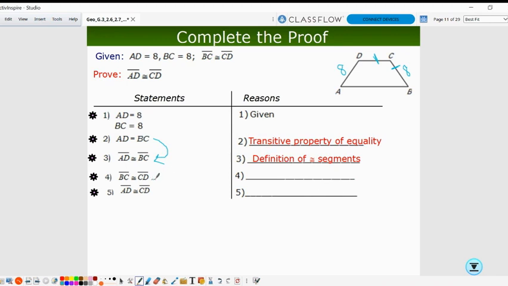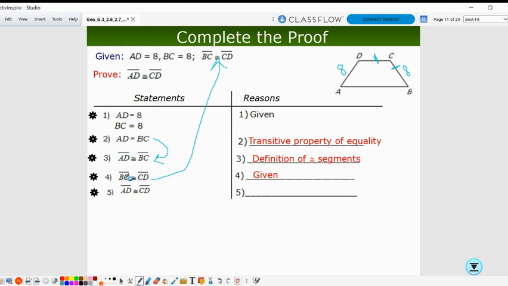Now, where did this statement come from? Oh, it came from right up here. This is a given statement. If BC is congruent to CD, therefore AD has to be congruent to CD.